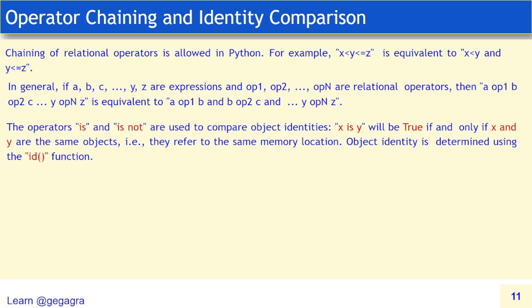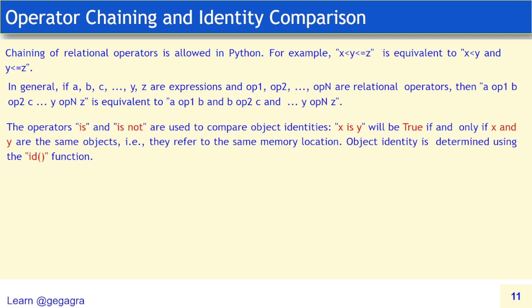The operators is and is not are used to compare the object entities. Means x is y will be true if and only if x and y are the same objects. That is, they refer to the same memory location. Means x should point to the memory location where y is pointing to. And that is why they are the same objects.